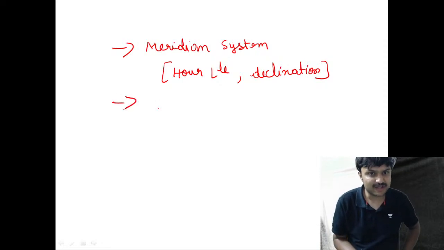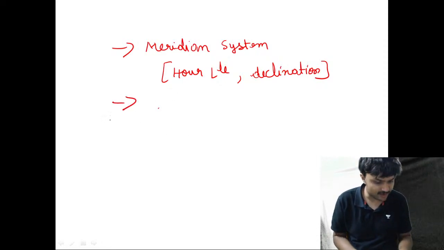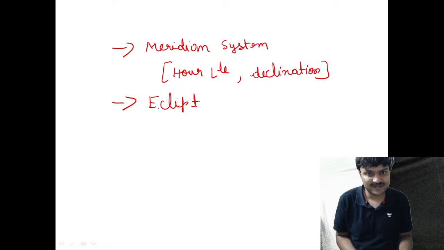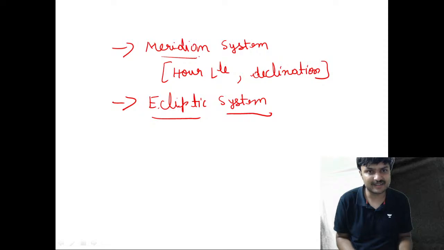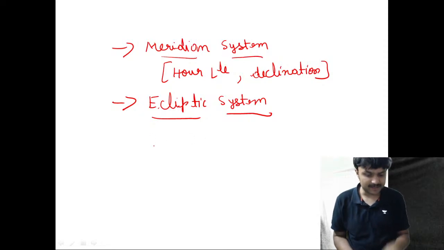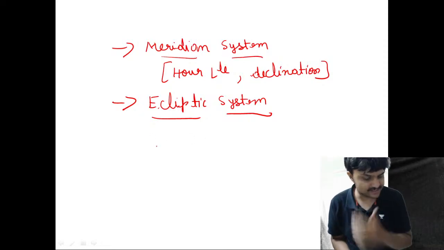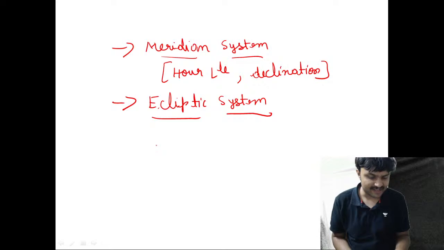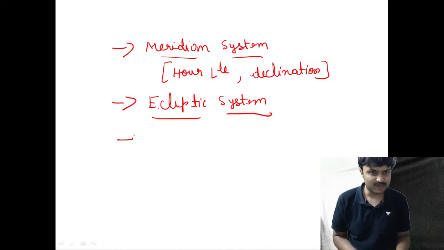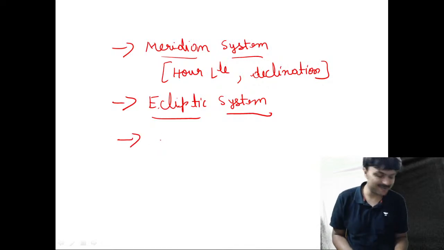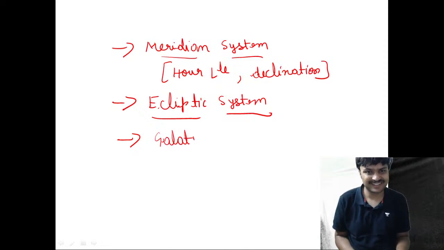Now we are talking about another system called the ecliptic system. This is also another coordinate system. It's basically similar to your terrestrial system, with latitudes and longitudes. And one more ultimate coordinate system is called the galactic coordinate system.